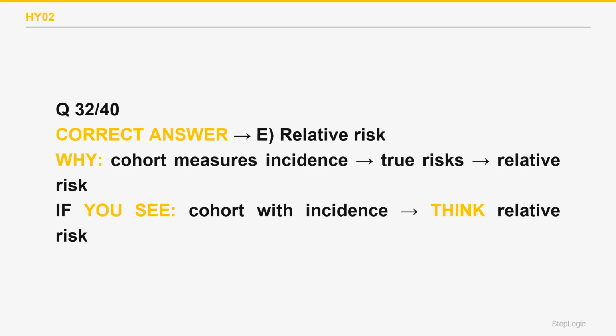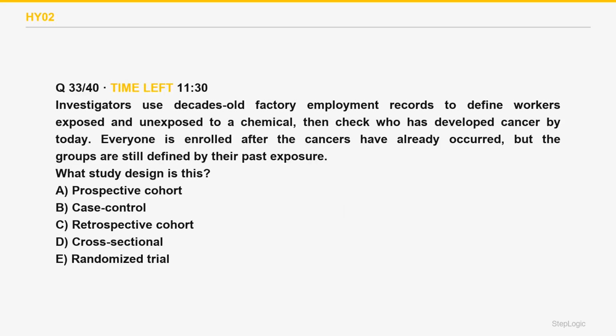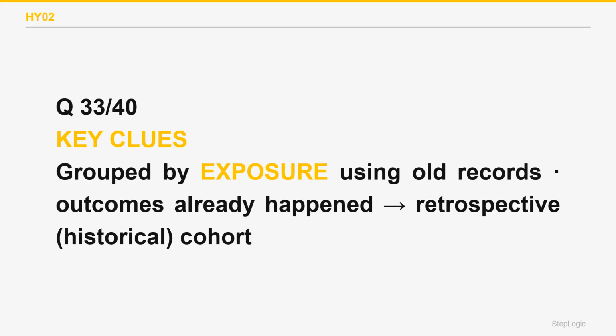What study design is this? Investigators use decades-old factory employment records to define workers exposed and unexposed to a chemical, then check who has developed cancer by today. Everyone is enrolled after the cancers have already occurred, but the groups are still defined by their past exposure. Read the command: name the design. Group by past exposure, outcomes already occurred, a historical cohort.